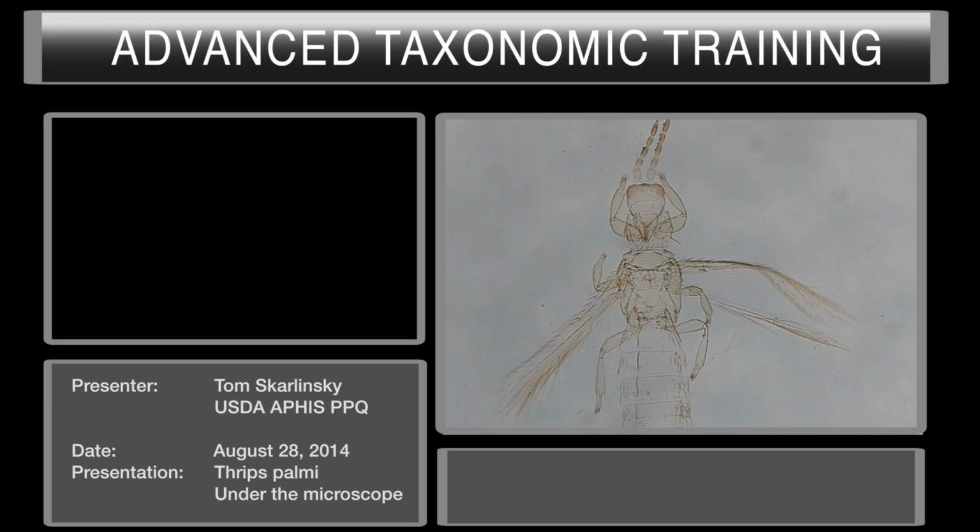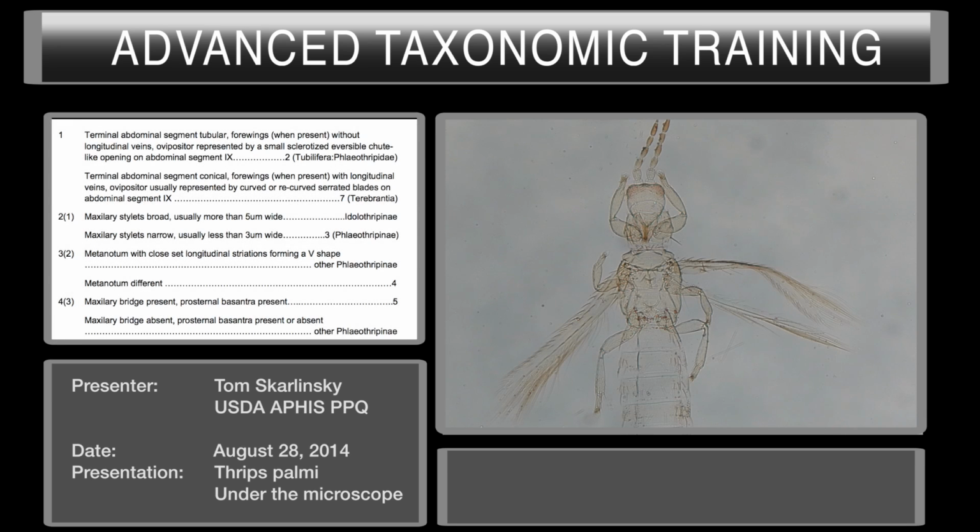Now we're going to go ahead and try to identify another Thysanoptera that was dropped on our desk. We've already slide prepared it. We're going to go ahead and use this abbreviated key that we have for this training video.